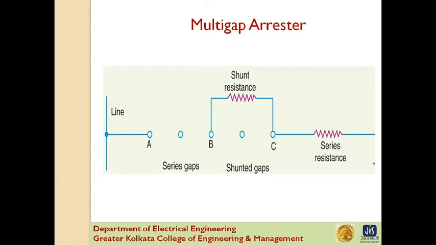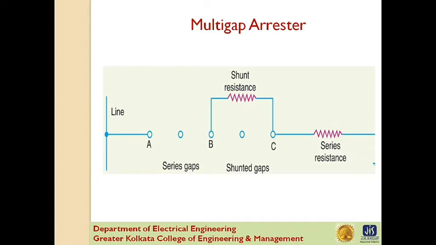Under normal condition, the point B is at earth potential and the normal supply voltage is unable to break down the series gap. On the occurrence of an overvoltage, the breakdown of series gap A and B occurs. The heavy current after breakdown will choose the straight through path to arc via the shunted gap B and C, instead of the alternating path through the shunt resistance.